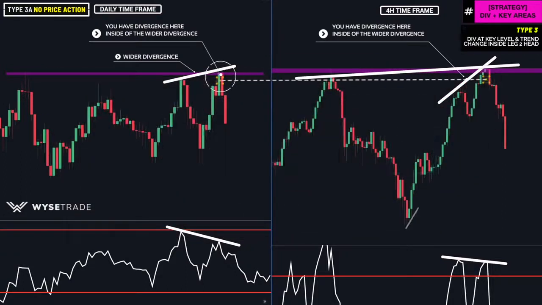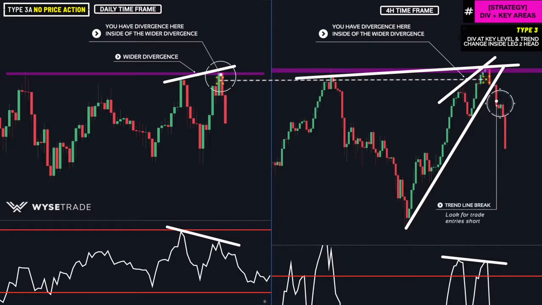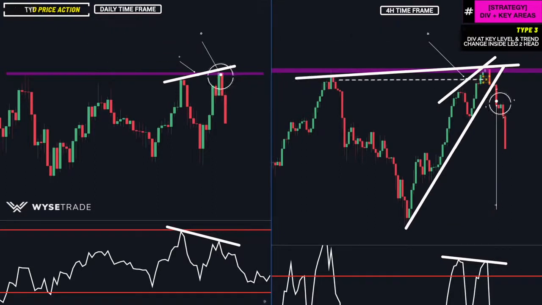Now, to confirm it all, you again are able to place a trend line onto the immediate trend on this time frame. And then once you had your trend line break, everything is confirmed and you would start looking for trade entries short on the lower intraday timeframes.